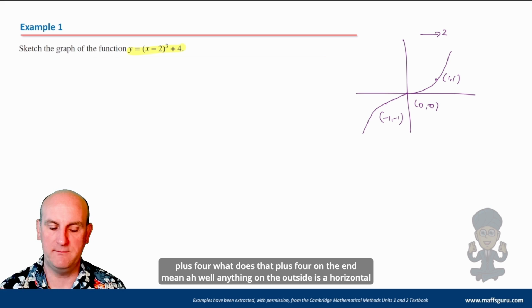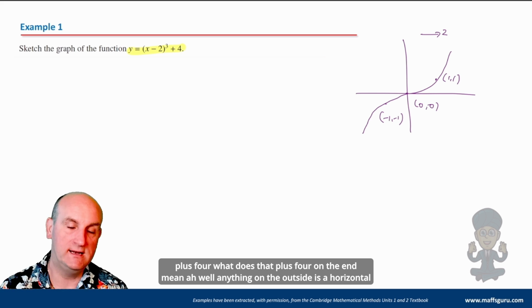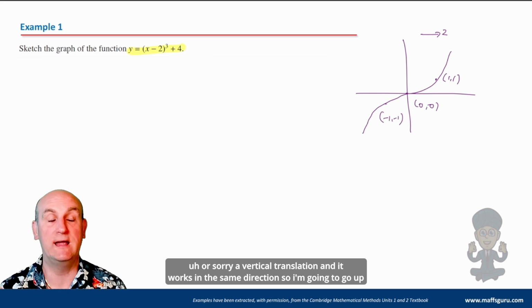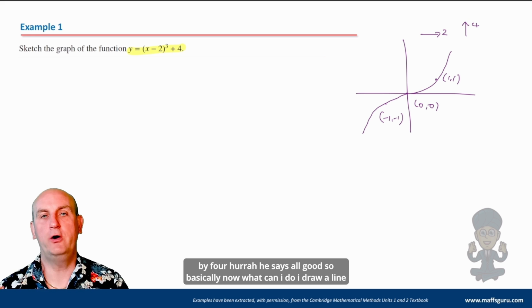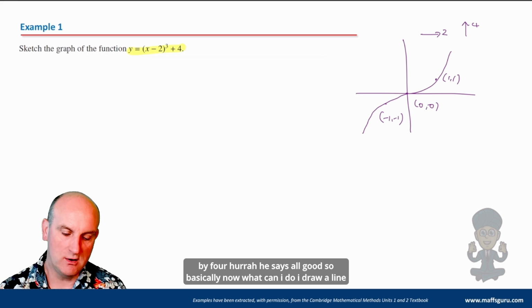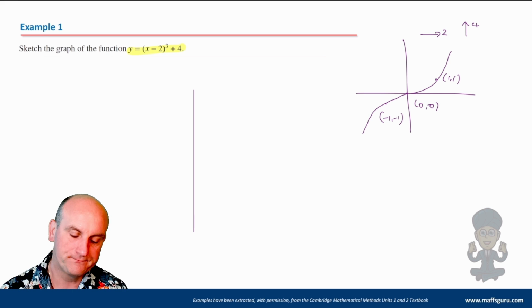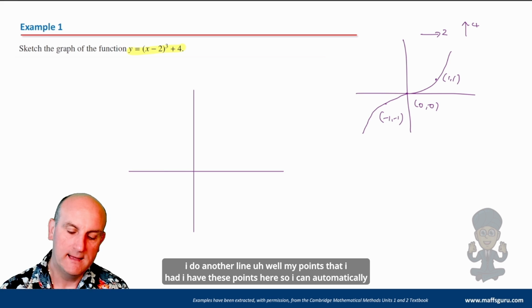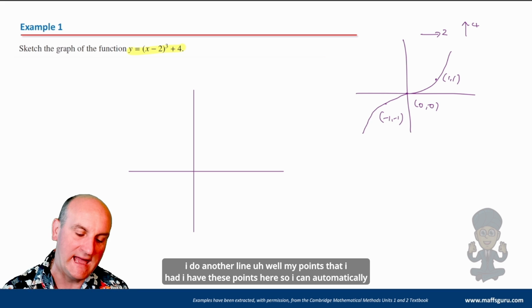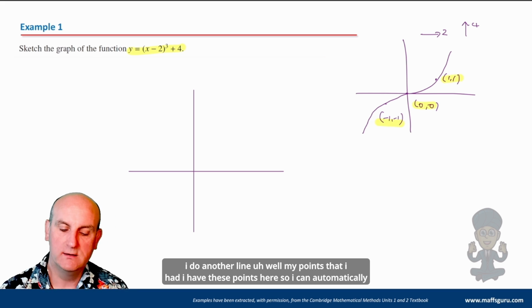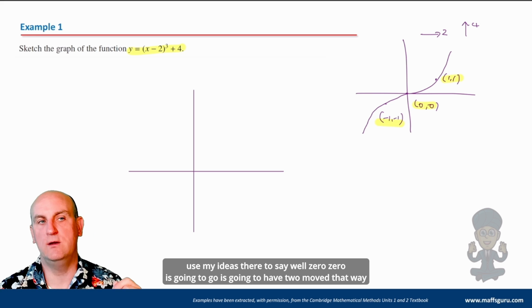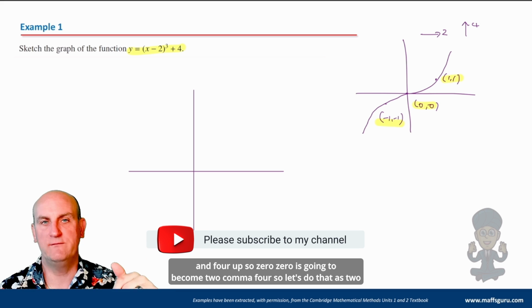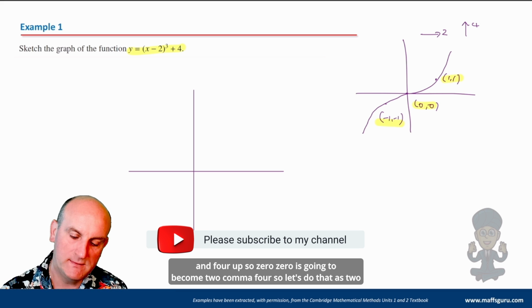+4. What does that +4 on the end mean? Well, anything on the outside is a vertical translation, and it works in the same direction. So I'm going to go up by 4. Hurrah, he says. All good? So basically now, what can I do? I draw a line. I draw another line. Well, I have these points here. So I can automatically use my ideas there to say, well, 0, 0 is going to have 2 moved that way and 4 up. So 0, 0 is going to become 2, 4. So let's do that as 2.